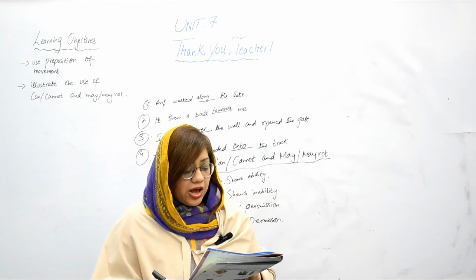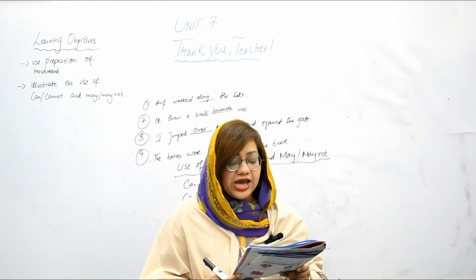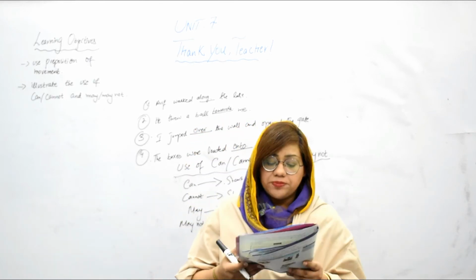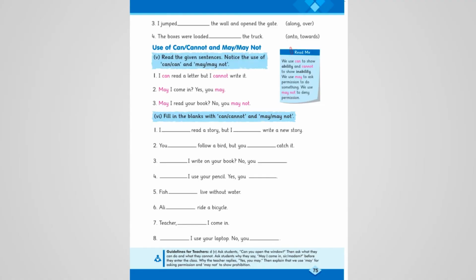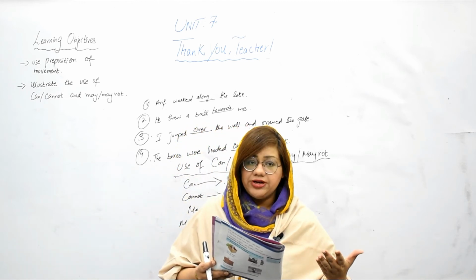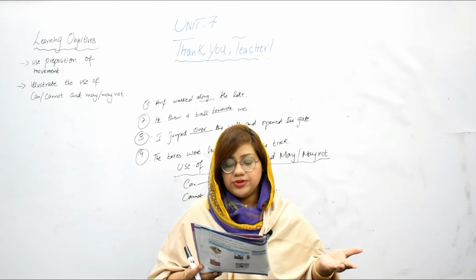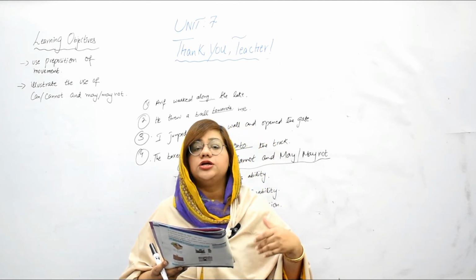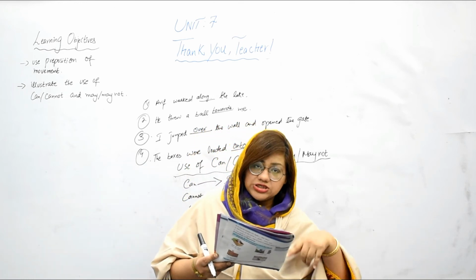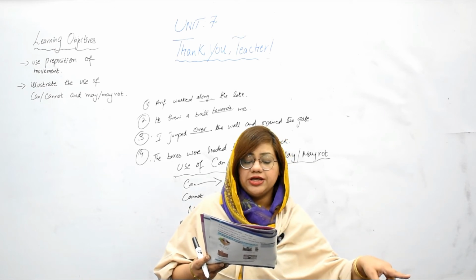Now there is an exercise: fill in the blanks with can, cannot, may and may not. Students, on page number 75, we need to put the accurate use of can, cannot, may and may not in the specific blanks. So let's start. I dash a story. Obviously, I'm showing some ability. I can read a story. But I dash write a new story. But I cannot write a new story. The first one shows ability, the second one shows inability.